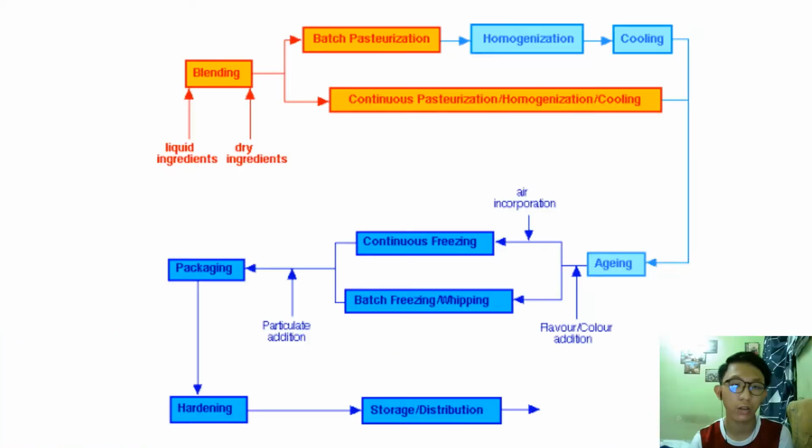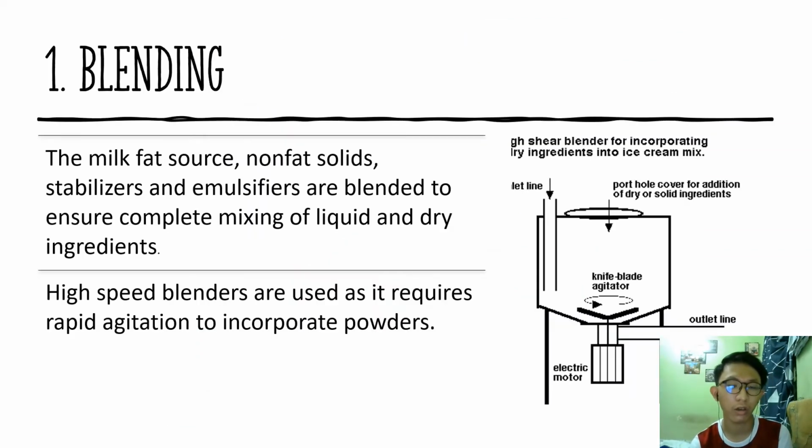Let's proceed to the process to make ice cream. Basically, the process consists of 7 main steps, which are blending, pasteurization, homogenization, aging, freezing or whipping, packaging, and hardening. Let's move on to the first step, which is blending. What happens during this process?